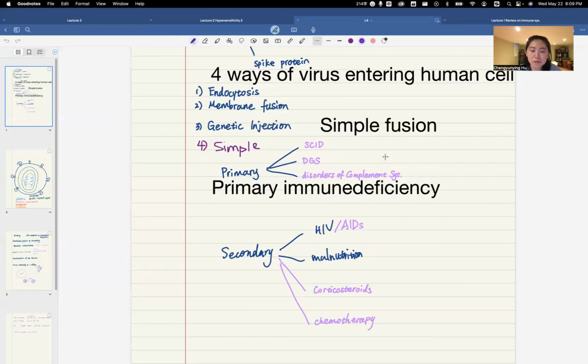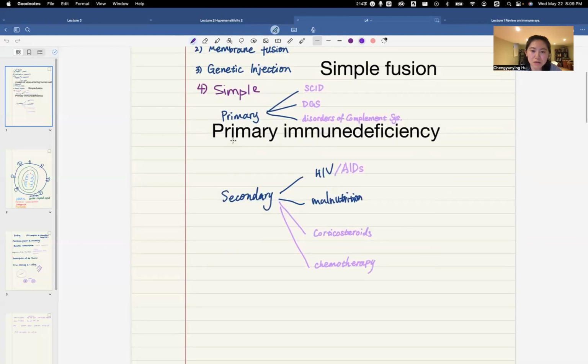Moving on, there's primary immune deficiency and secondary. The key point to differentiate primary and secondary is that primary means there is something wrong with the immune system directly. For example, the complement system, the cascade, has a problem being activated. The protein is missing or something else.